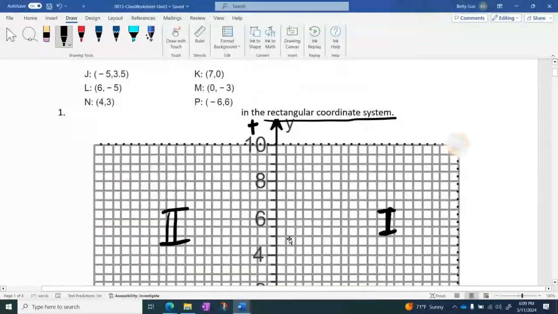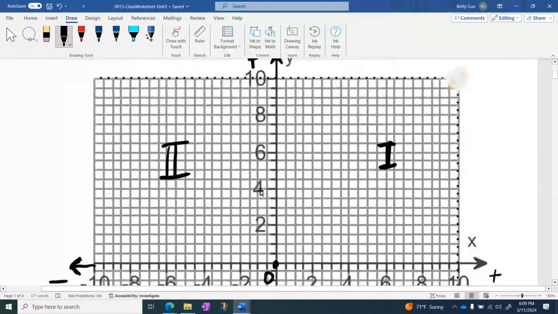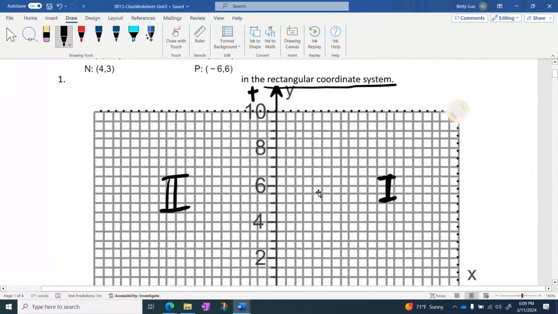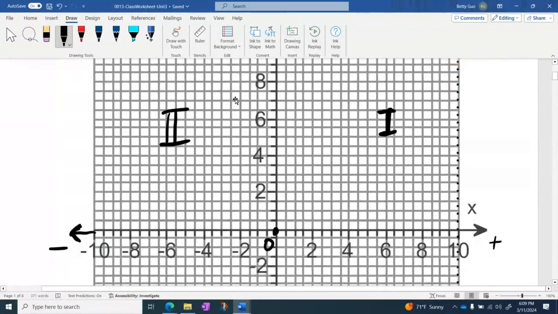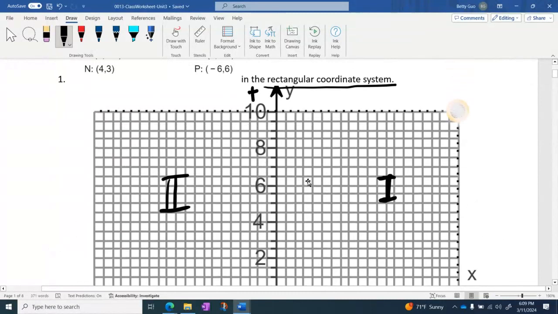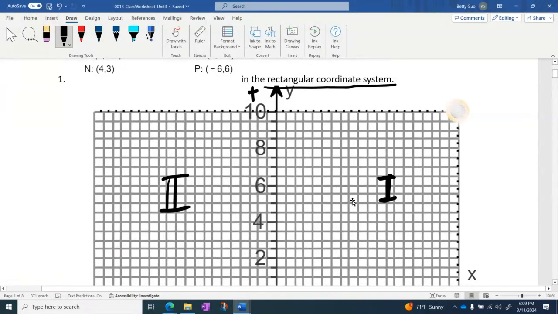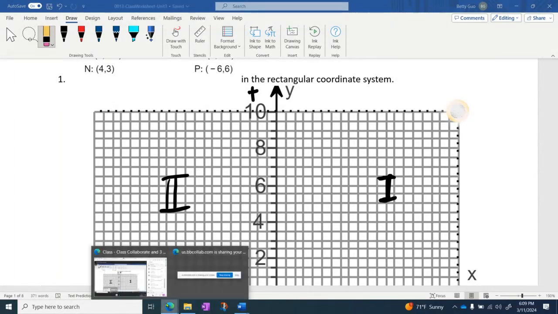Okay? And I have a question here. How many points do we have in this rectangular coordinate system? This is a rectangular coordinate system, all right? It represents a two-dimensional space. My question is, how many points are in the rectangular coordinate system, in this two-dimensional space? You can write your answer in the chat. How many points do we have? Let's see your answer.